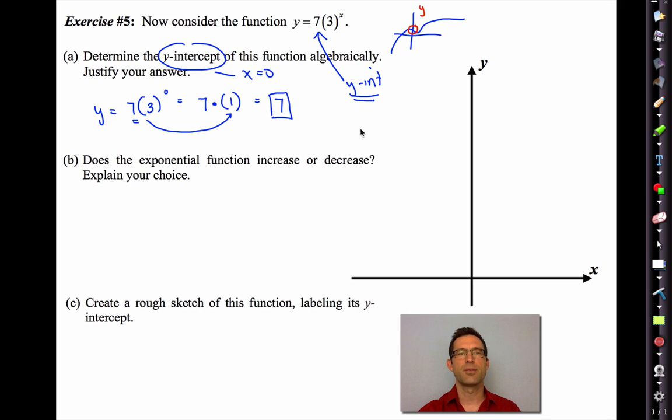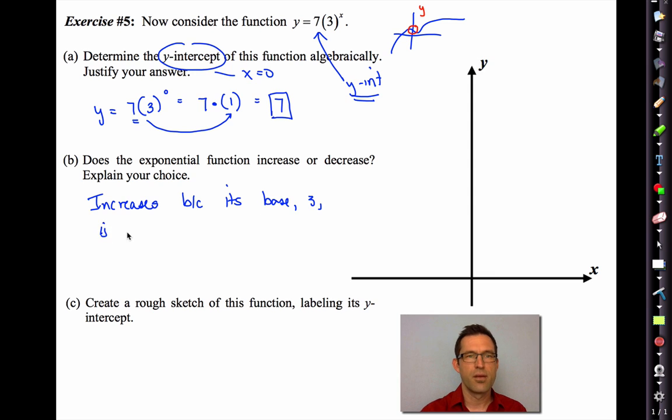That's our y-intercept. Now letter B, does the exponential function increase or decrease? Explain your choice. Well, think about this for a minute. This exponential function increases because its base, 3, is greater than 1. All right? It's all about whether the base is larger than 1 or less than 1.